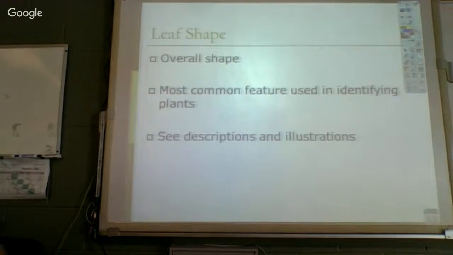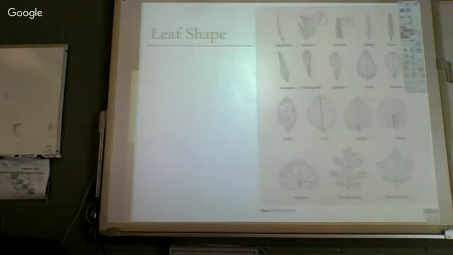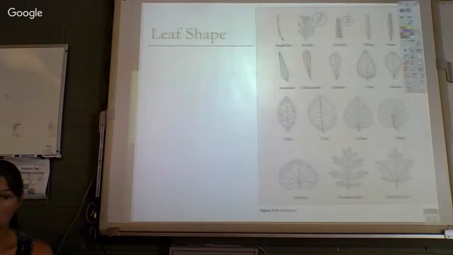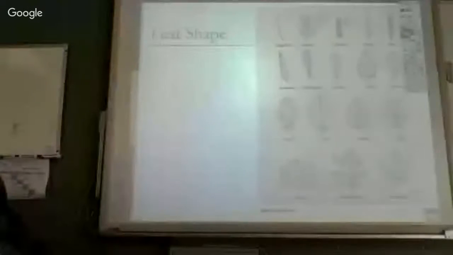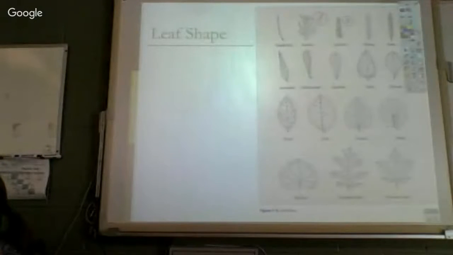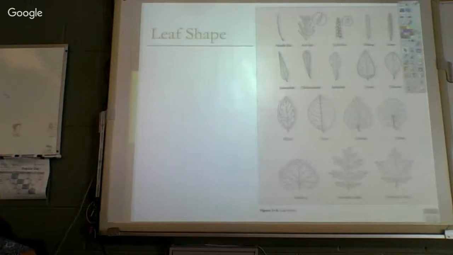The leaf shape, or overall shape, is a common feature used to identify plants. In your notes, you can look at the descriptions and illustrations of these: lanceolate, spatulate, ovate, oval, cordate, lobed. All of these are different shapes.